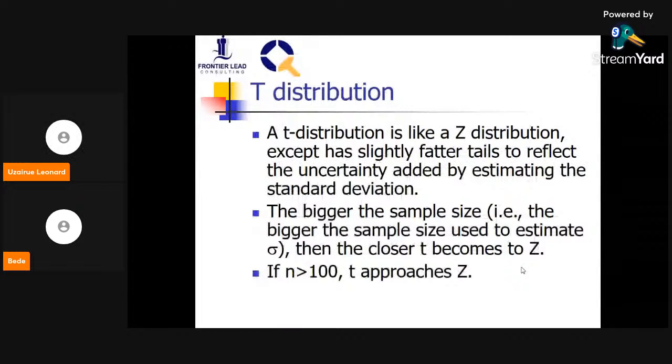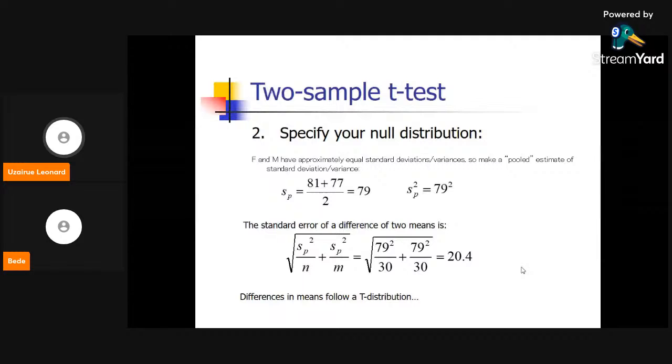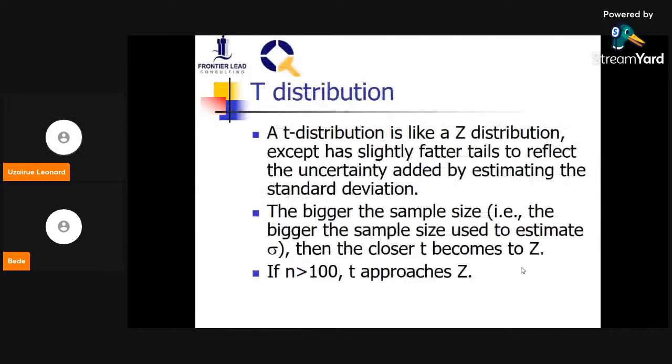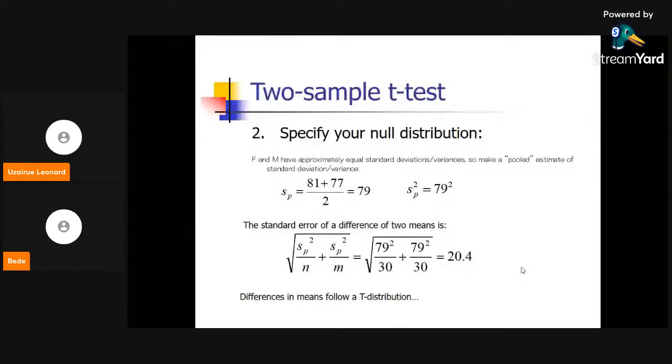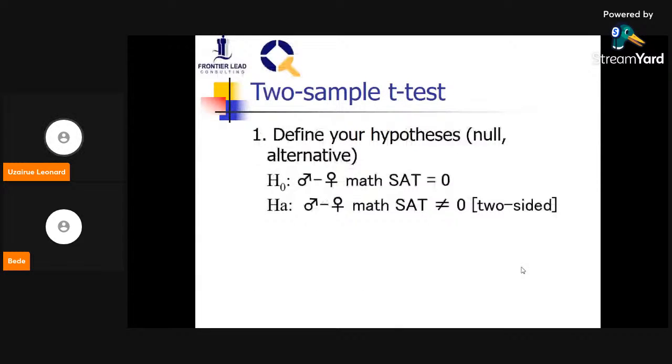Check the value. So the differences in mean follow a t distribution. In this case, when you look at it, you can see that when you subtract, it's not equal to 0. So we are going to reject the null hypothesis and accept the alternate hypothesis, because when you subtract the mean value of the male from the female, it's not equal to 0. If it was equal to 0, then you accept the null hypothesis. But since they are not equal to 0, we reject the null hypothesis.